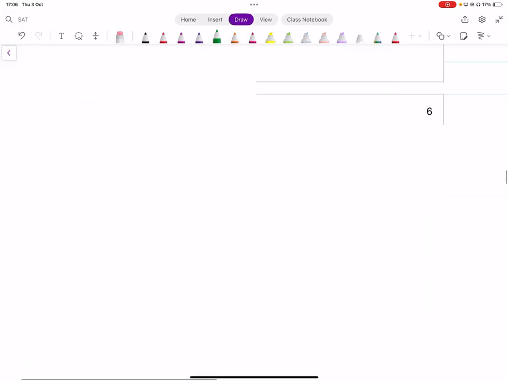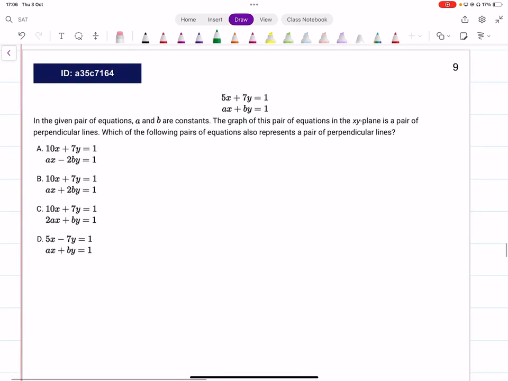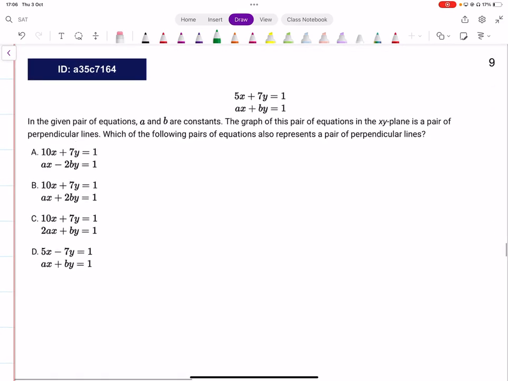Next is question 9 from this PDF. Okay. In the given pair of equations, A and B are constants. The graph of this pair of equations in the xy plane is a pair of perpendicular lines.